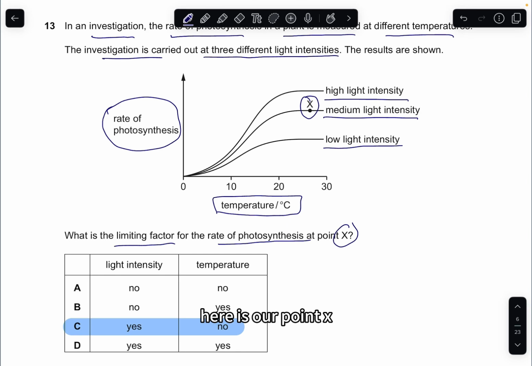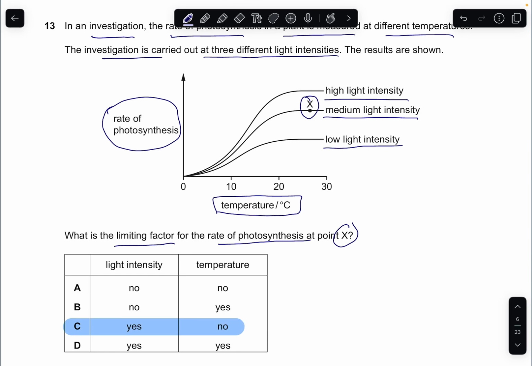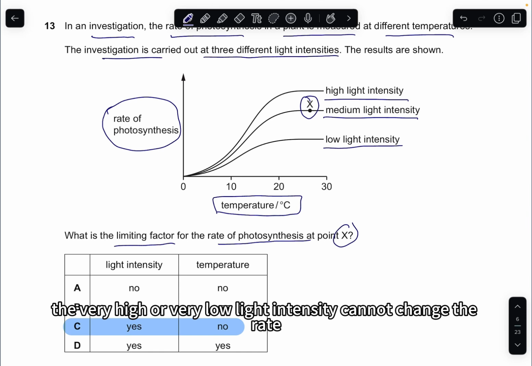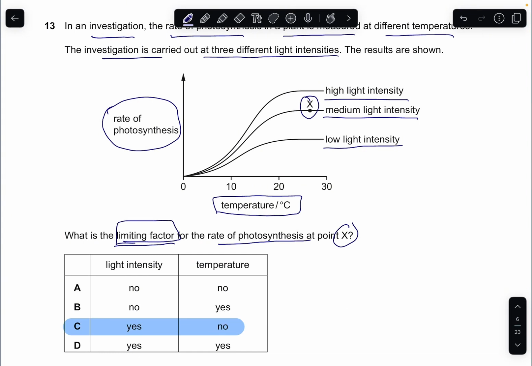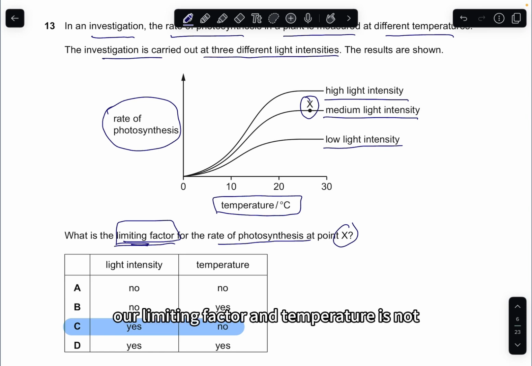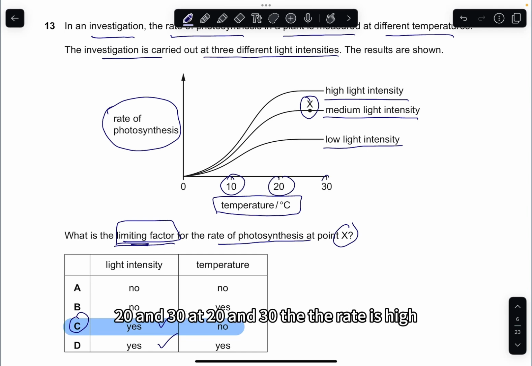So here is our point X. As you can see, as the temperature increases, the rate of photosynthesis increases, but after a certain amount, a very high or very low light intensity cannot change the rate. So the limiting factor is the light intensity. Light intensity is our limiting factor, and temperature is not. So our answer is C, because you can see at 10, 20 and 30.